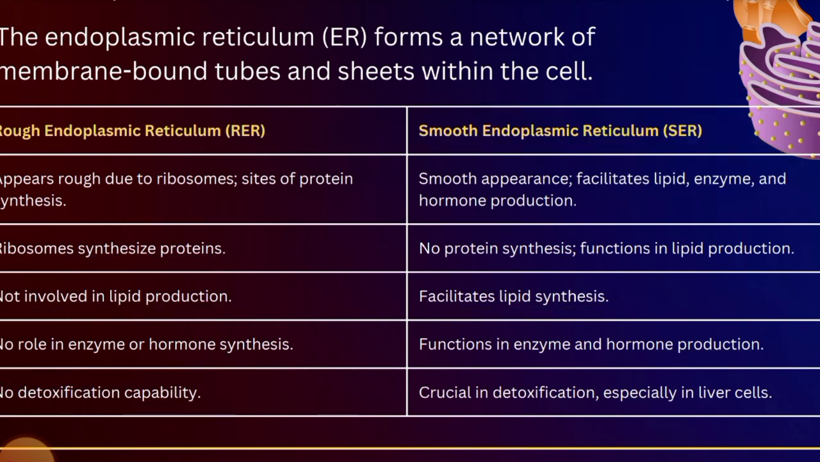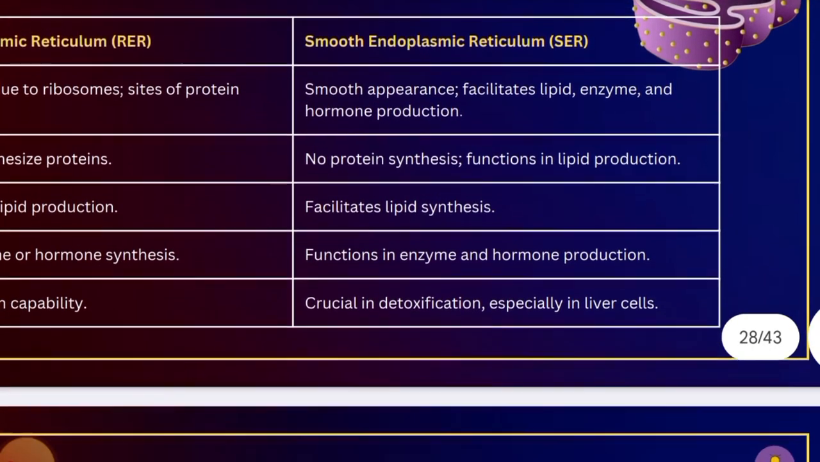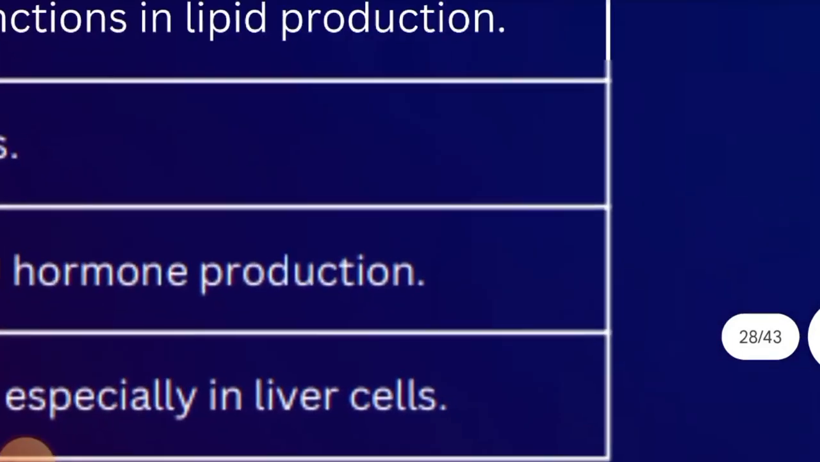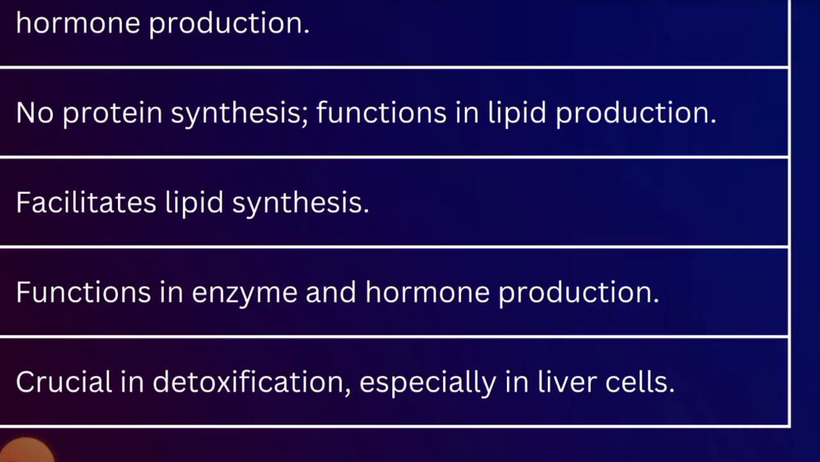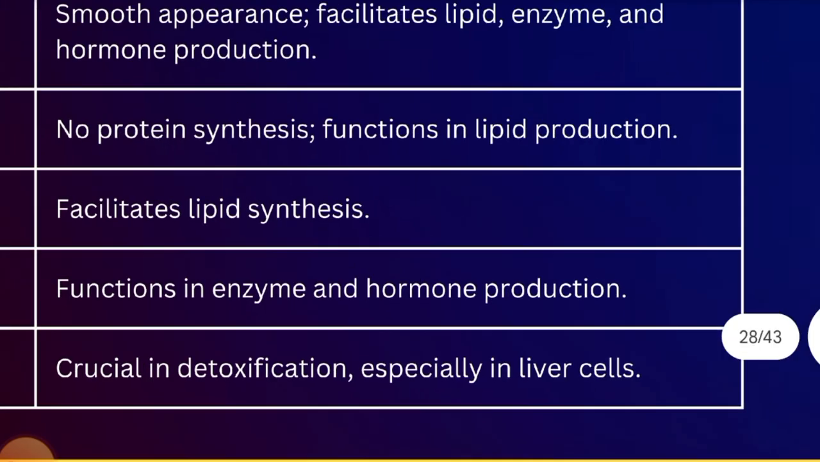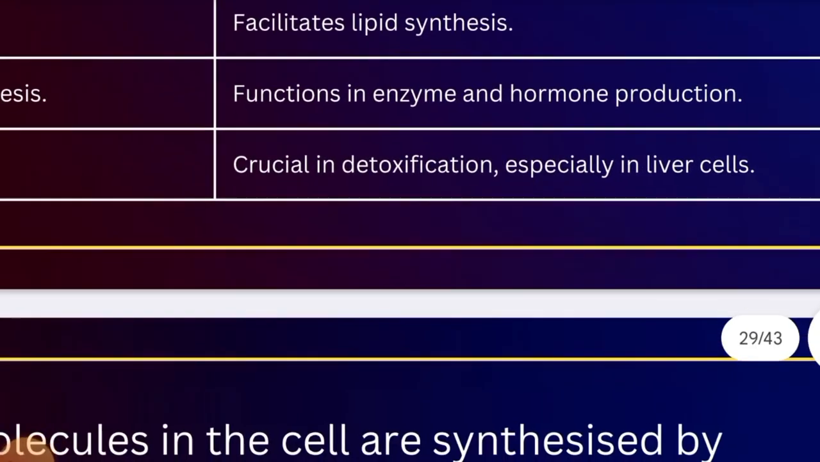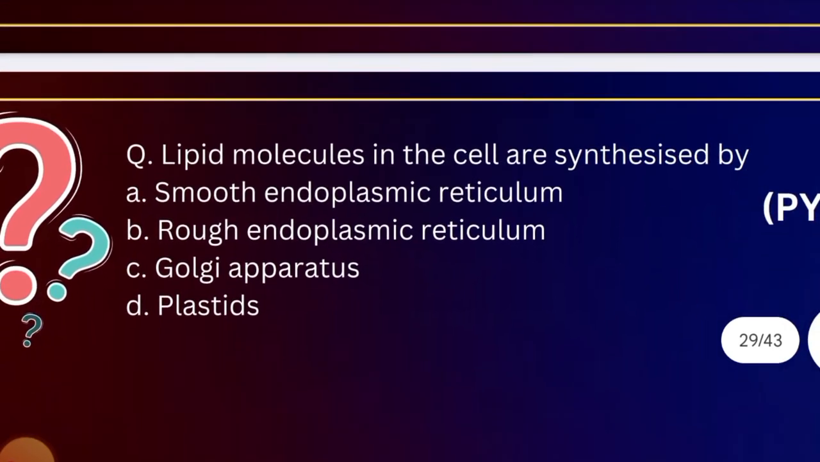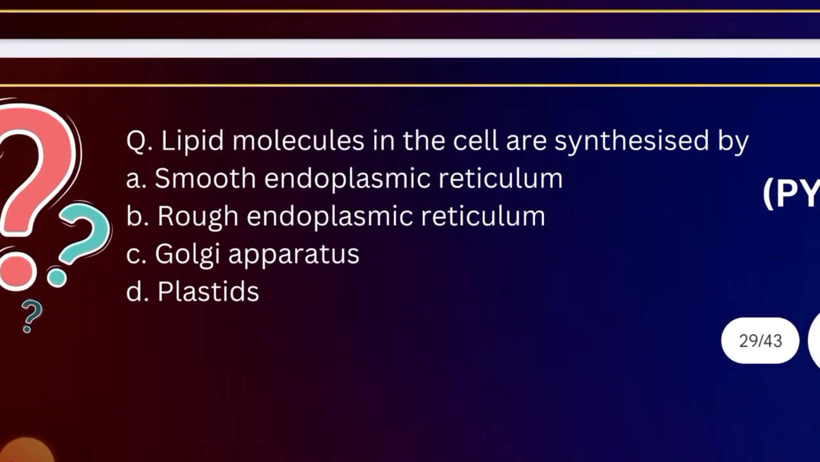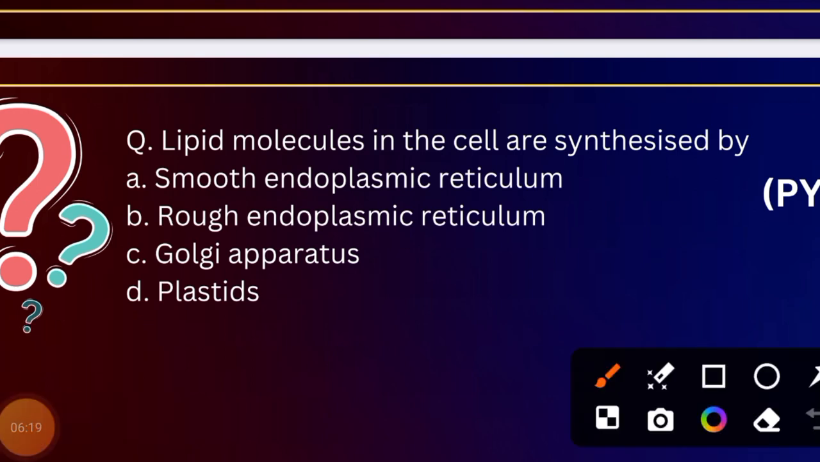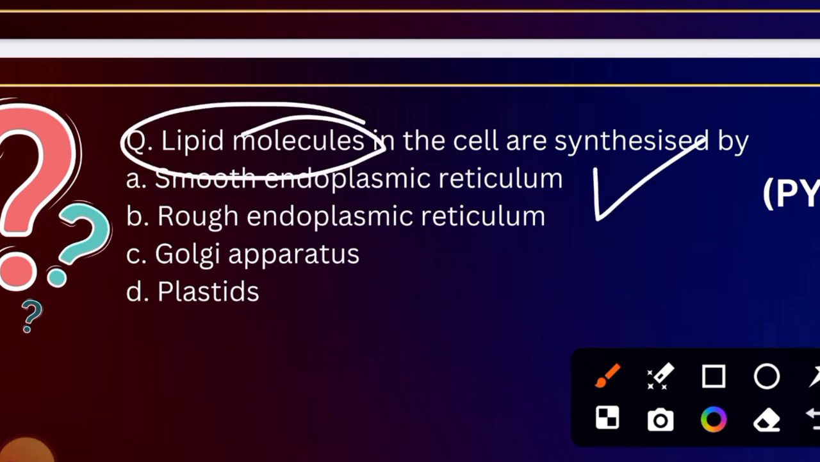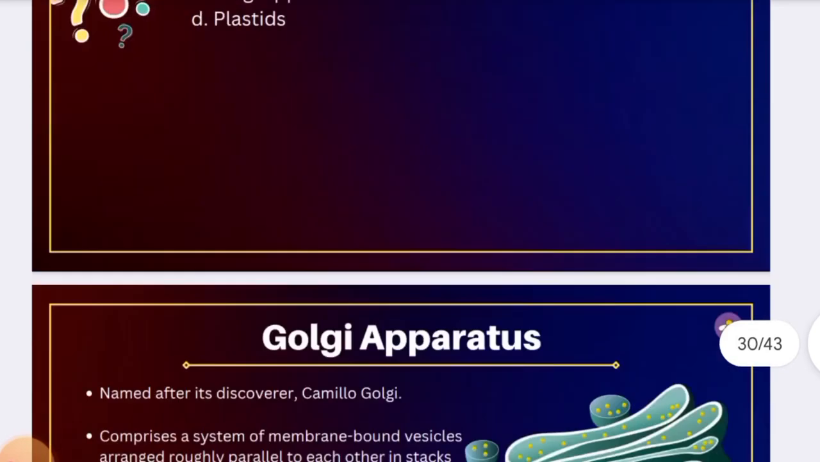So this smooth endoplasmic reticulum detoxifies the harmful poison or drugs which people consume. So it helps in detoxification, it destroys it, and it is present in liver cells. So what is this? Lipid molecules in the cell are synthesized by SER, RER, Golgi, plastid. Of course, just now we learnt these are synthesized by smooth endoplasmic reticulum.